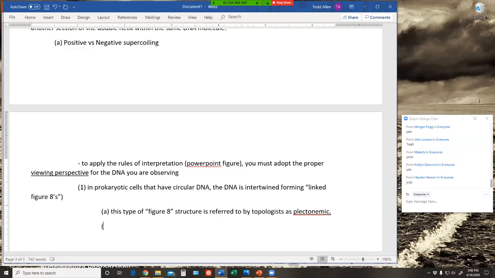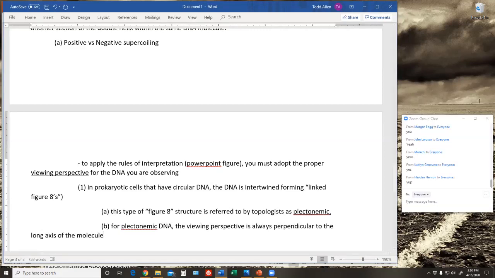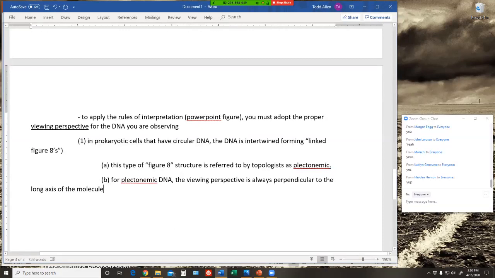And here's the kicker here. For plectonemic DNA, the viewing perspective is always perpendicular to the long axis of the molecule. Extremely important to do this interpretation properly. For plectonemic DNA, the viewing perspective is always perpendicular to the long axis of the molecule. I'll give you a second to jot that down. We'll come back to that.